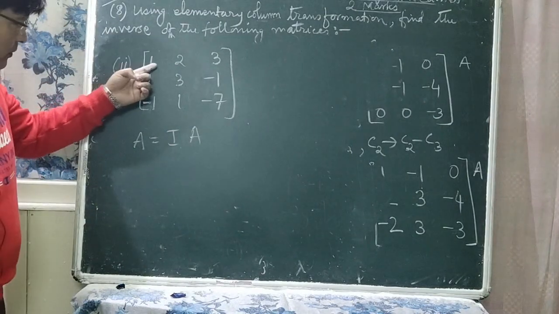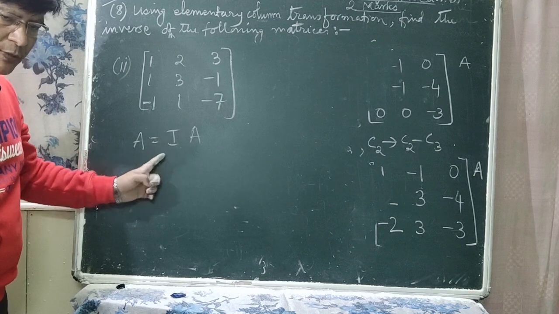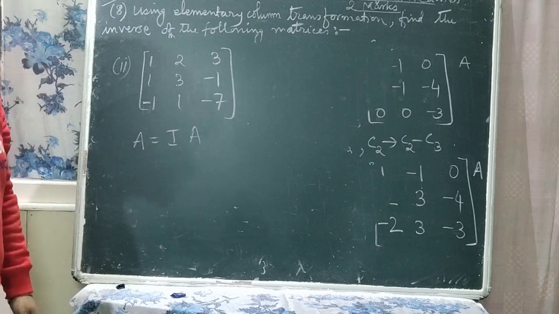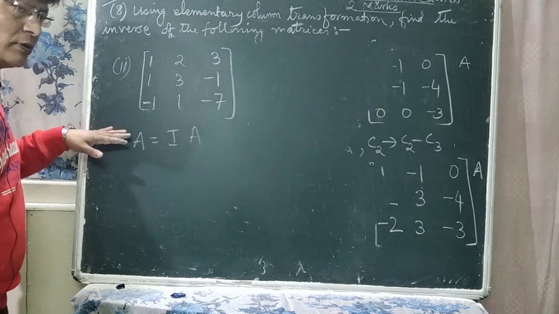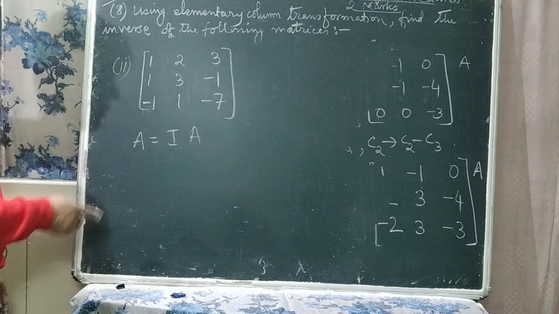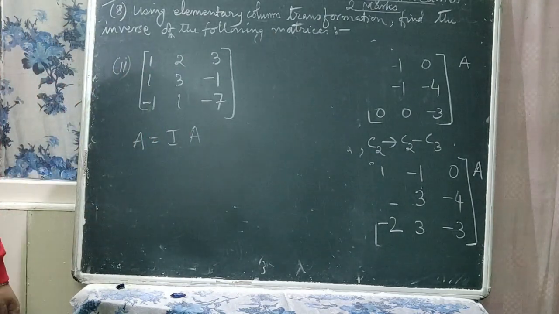Okay, then copy this matrix A here. I means 1 0 0 0 1 0 0 0 1, you know that, and write down A. Okay, and you have to convert this matrix A into identity matrix.